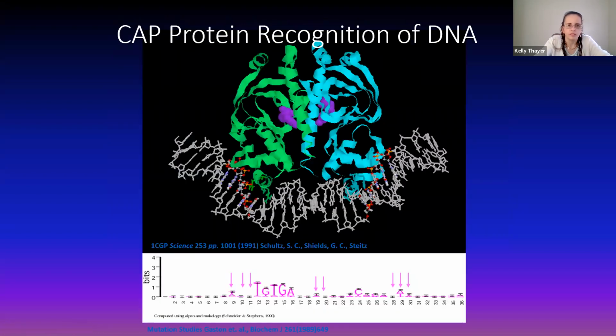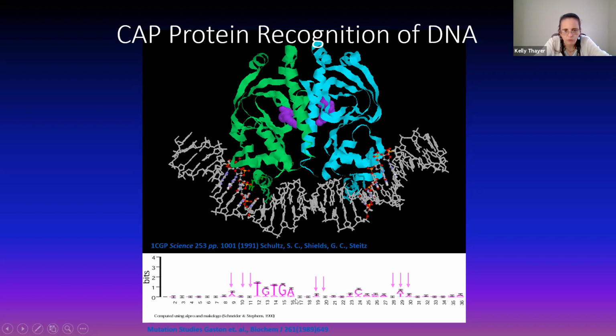So this is a picture of the crystal structure of that protein. It's a homodimer, and it has cyclic AMP, which is its regulator. And this is being bound to a DNA. And you can see that there are some side chains which reach in and recognize specific DNA sequences. Because of this recognition, there are certain parts that are highly conserved.